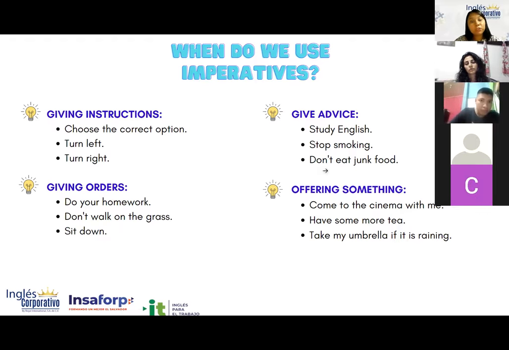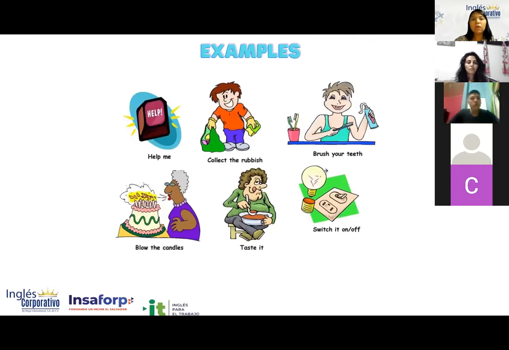So now, do you have any question till here? Any doubt? Questions, doubts? No? Okay, let's move. Now, more examples of imperatives. Help me. Collect the rubbish. What is the meaning of rubbish? Synonyms? No? Nobody? Toys? Not exactly. So collect the rubbish means collect the garbage. That is an order, yeah?